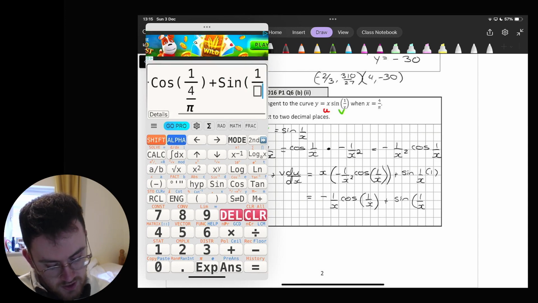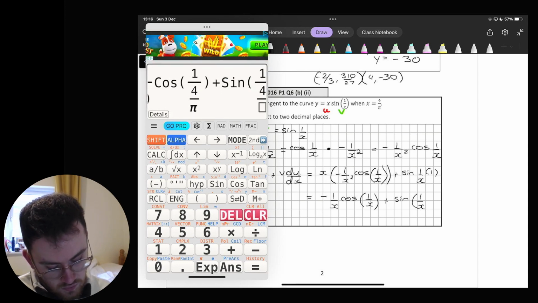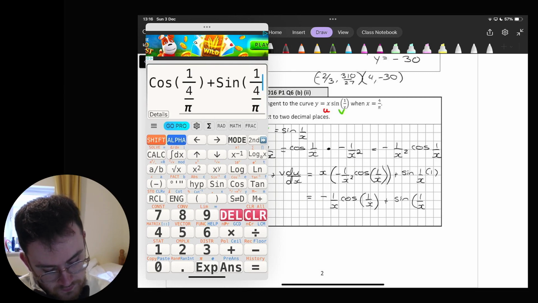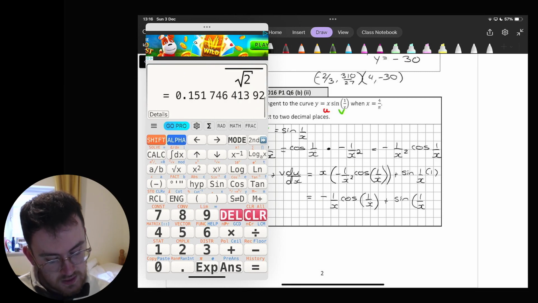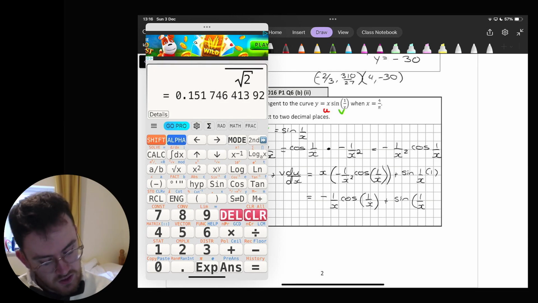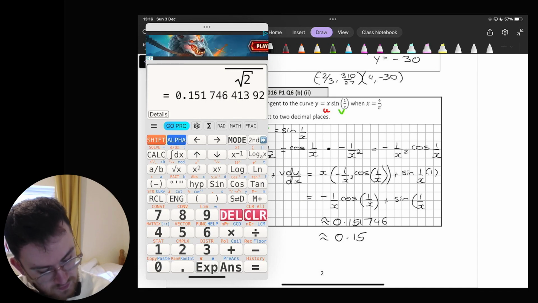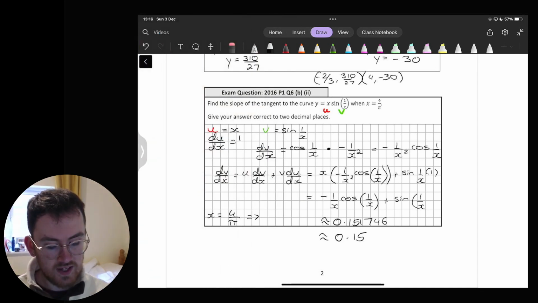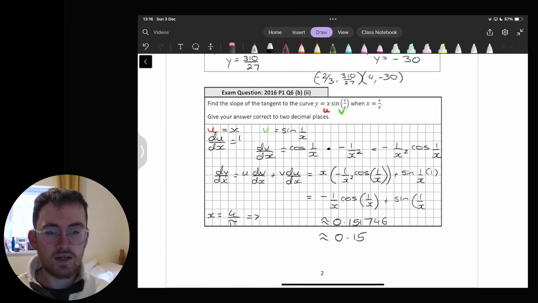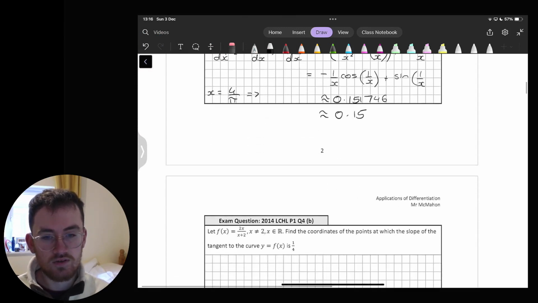So making my fraction 4 over pi, and let's see what that takes me out with. An answer of approximately 0.151746. To 2 decimal places, we're getting 0.15. Okay, 0.15. So the slope of the tangent to the curve at that point is approximately 0.15.